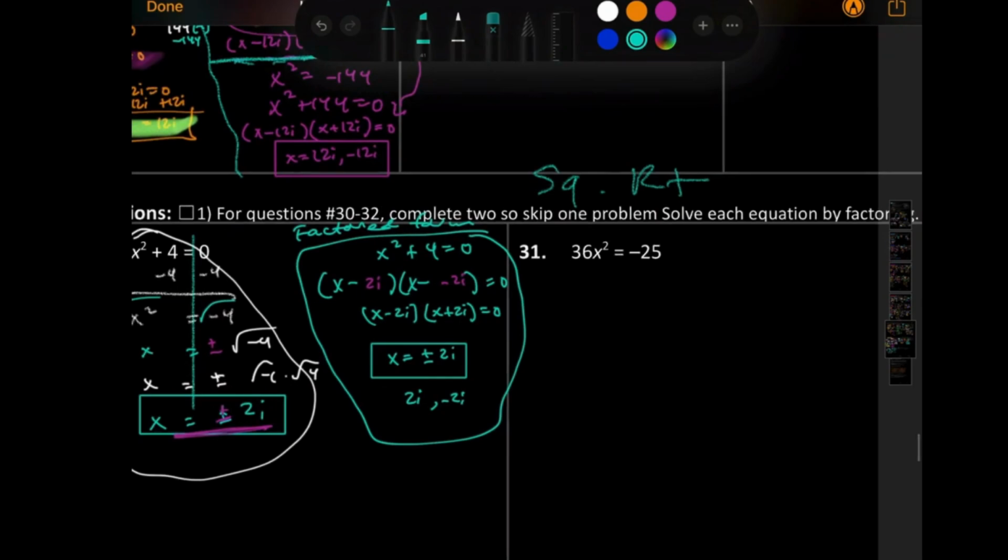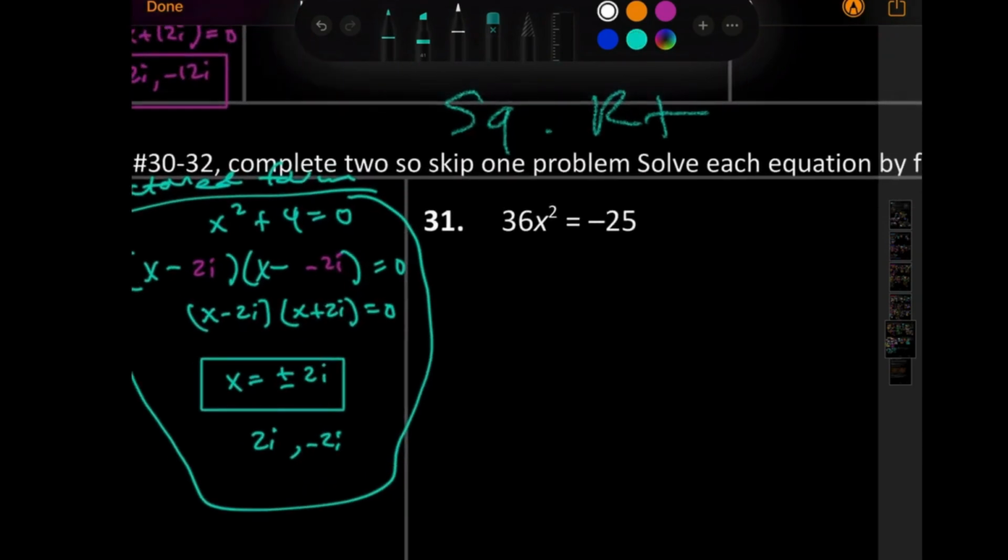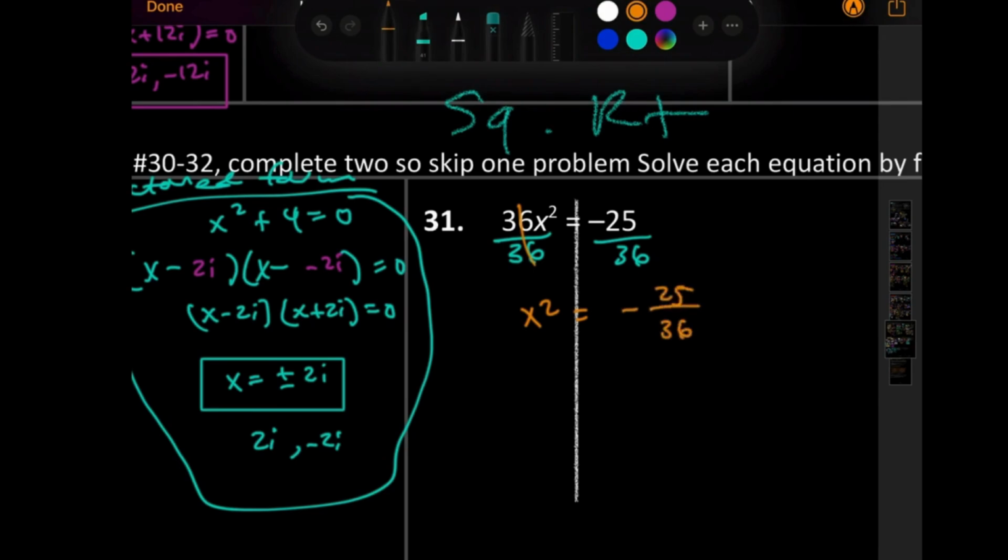Okay, let's try 31. We're going to use my square root method, Mr. Ng's method, solving this problem. This one, I wanted to say x squared equals, so I'm going to divide both sides by 36. So that's gone. You're left with x squared equals negative 25 over 36. I'm going to take the square root of both sides. Remember, when you take the square root, you have to have plus or minus.